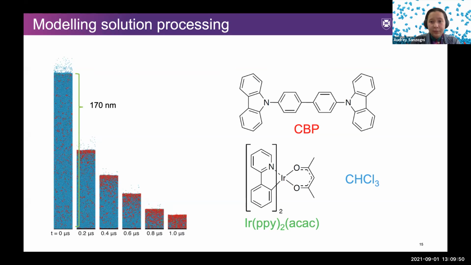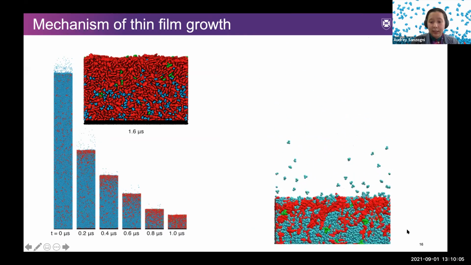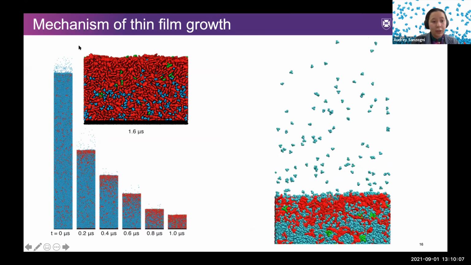We also had to contend with the worry that the chloroform might not evaporate at all. But the chloroform did evaporate, as you can see here. It did spontaneously leave the solution, and you can see the gradual depletion of the chloroform here over time.